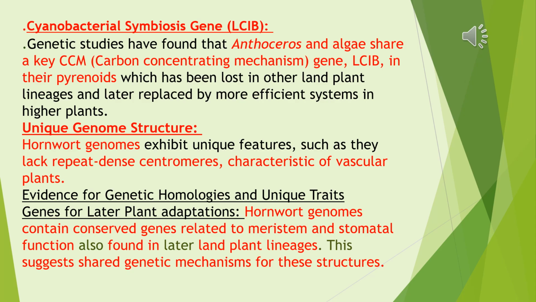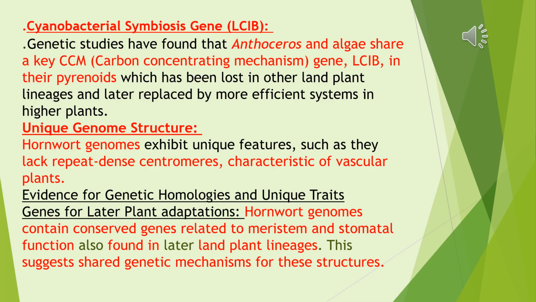Now I repeat here, genetic studies have found that Anthoceros and green algae share a key CCM, that is carbon concentrating mechanism gene, LCIB, in their pyrenoids, which has been lost in other land plant lineages and later replaced by more efficient systems in higher plants. Now this we will be discussing later, and we'll be explaining this CCM later in the last page.